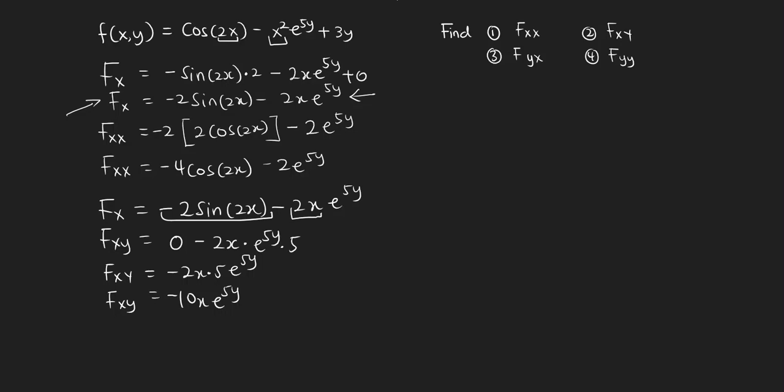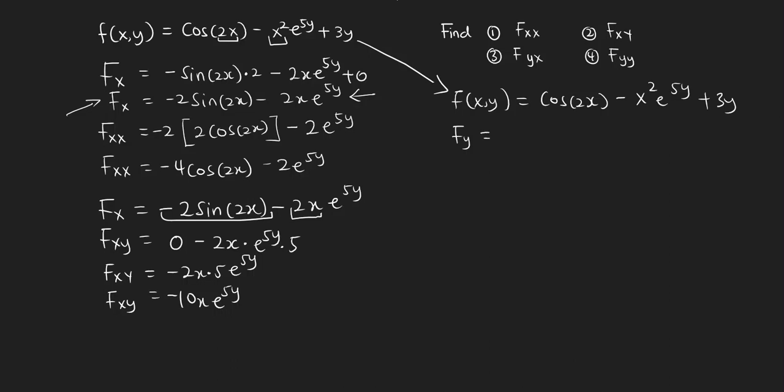So now let's focus on fyx. To find fyx, you must take the main function, that's f, which is equal to cosine of 2x minus x squared e to the power 5y plus 3y. Now what you will do is differentiate this function with respect to y. So that gives us fy.